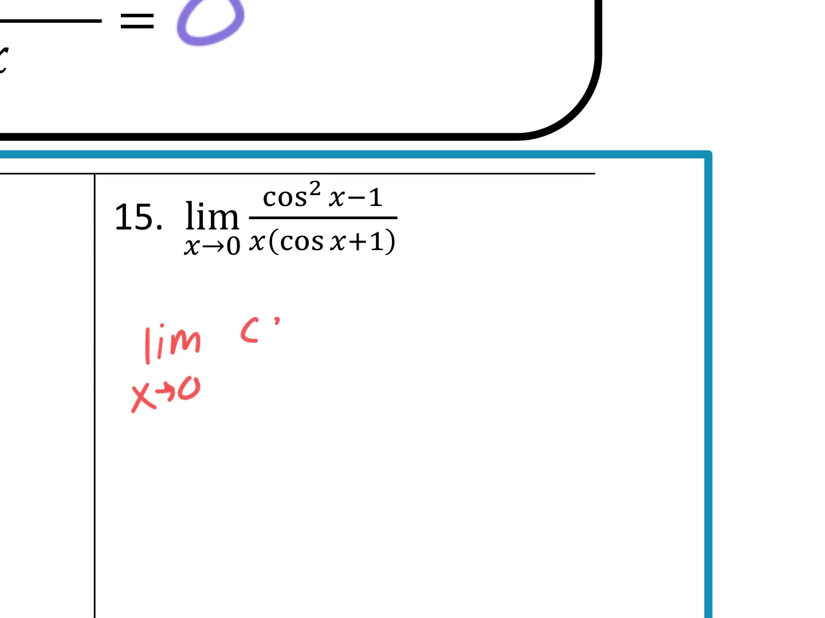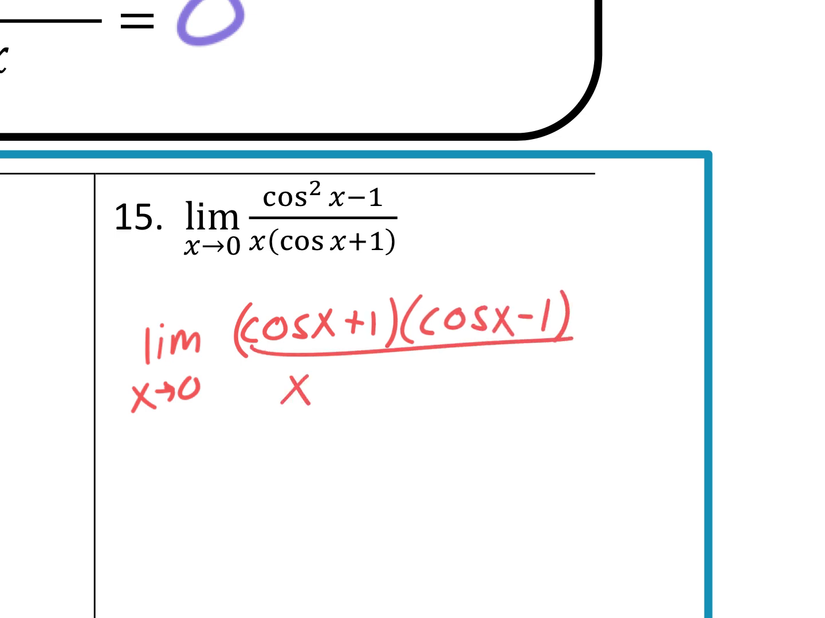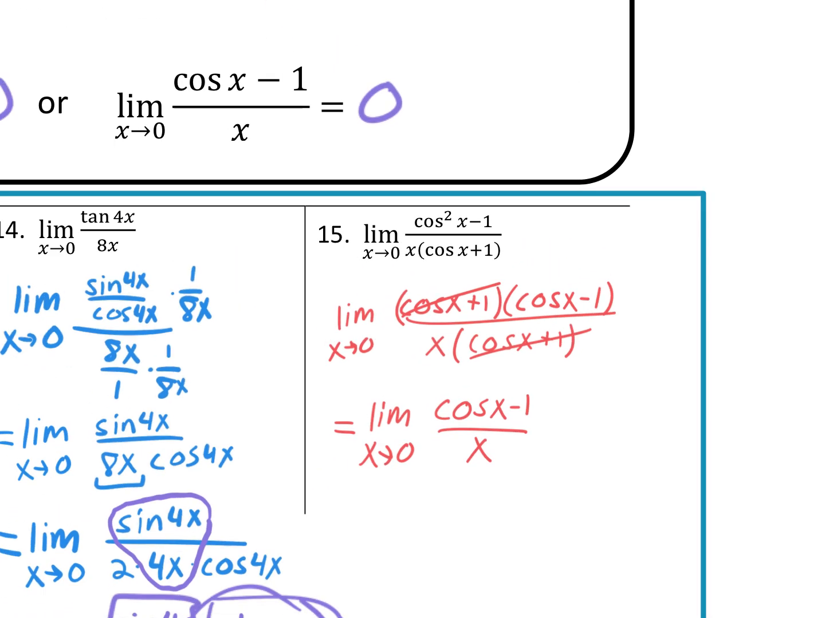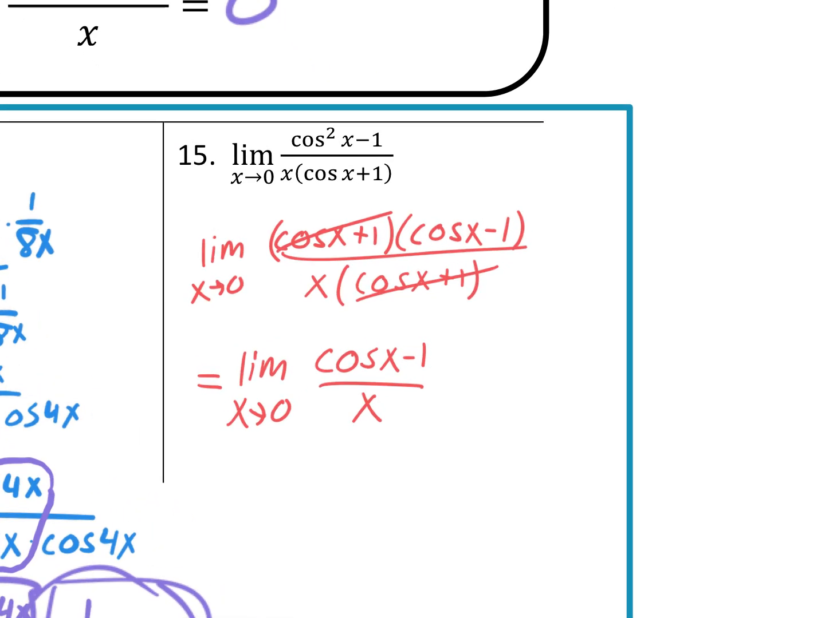Okay, good. So this one's a difference of squares. So this one's cosine of x plus 1, and then cosine of x minus 1, over x times cosine of x plus 1. And then do we see that this cancels? So then we get the limit as x approaches 0 of cosine of x minus 1 over x. Is that a property? Yeah, if it's a property, you don't need to do direct substitution. You can just say that it's a property and I'll believe you. This equals 0.